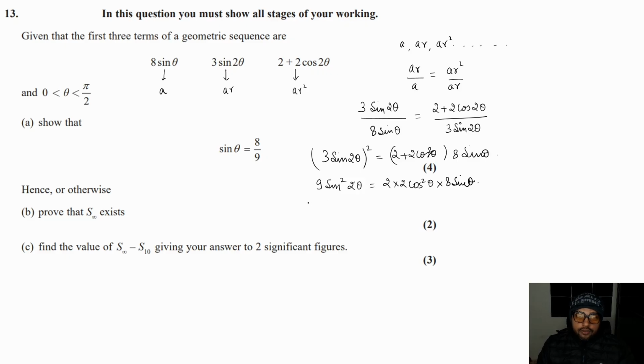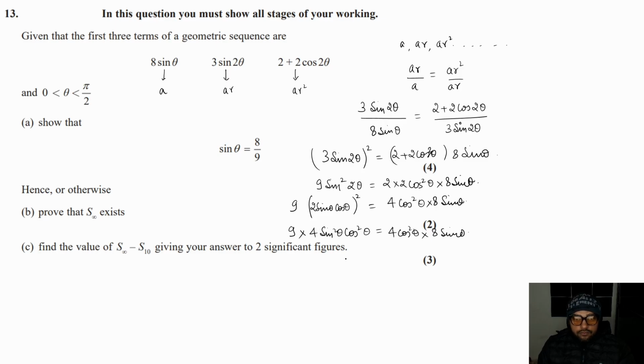Now if I solve it further, what we can write here is 9 sin 2θ, which equals (2 sin θ cos θ) whole squared, will be equal to 4 times cos²θ cross 8 sin θ. Now again, 9 cross (2 sin θ cos θ) whole squared will be 4 times sin²θ cos²θ, that will be equal to 4 times cos²θ cross 8 sin θ.